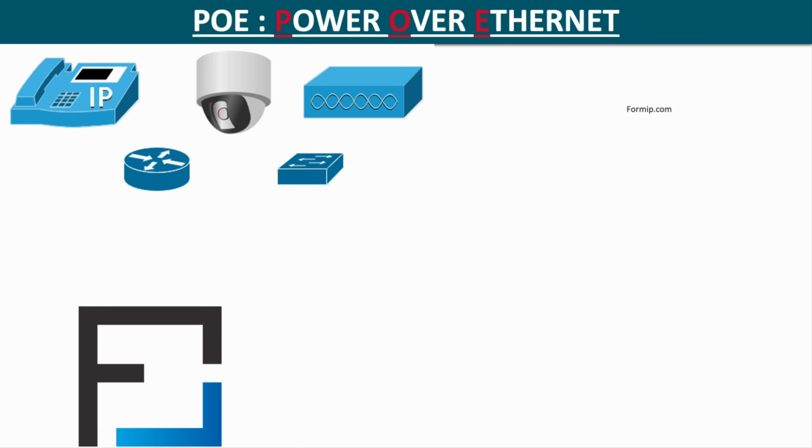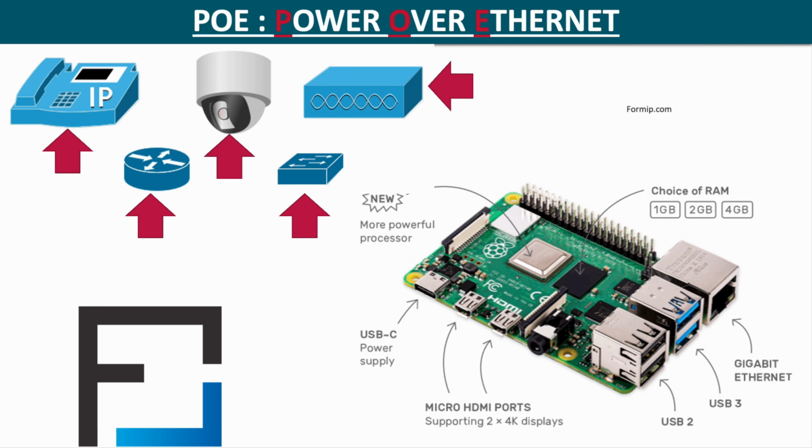Today, PoE is used for many devices. For example, on VoIP phones, IP cameras, wireless access points, as we have seen. We also have small routers and switches. And even the Raspberry Pi also works in PoE. All these PoE devices are simply called powered devices, PD.